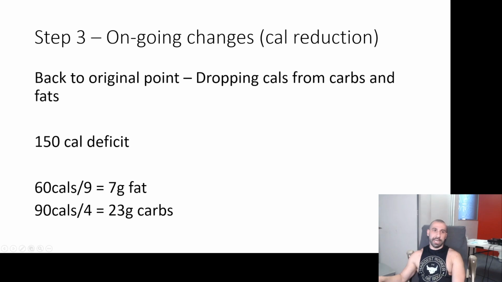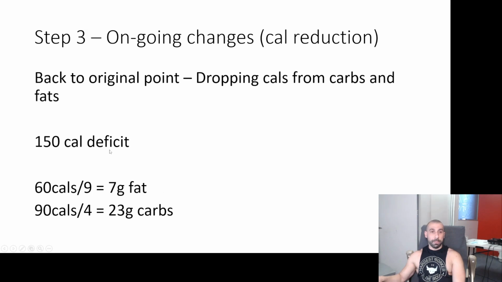Okay? So let's say out of that 150 calorie deficit that we're making, we want to do 60 of those calories coming from fat. Remember, there's 9 calories per gram of fat. So if we do 60 calories divided by 9, that's going to be 7 grams that we're going to take from fats. And then the leftover calories, 90 calories divided by 4, because there's 4 calories in 1 gram of carbs, so there's going to be 23 grams of carbs taken away from whatever that person's intake was.